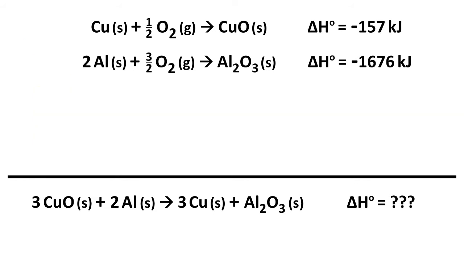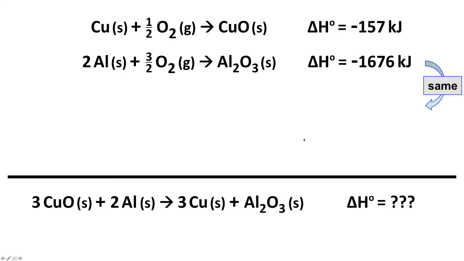Okay, so here's what we have: two given thermochemical equations. Find the delta H for the third. So what we do is we look at our given equations and see how they compare to the reaction we're interested in. If we notice, the first one has copper as a reactant and copper oxide as a product, and the reaction we're interested in has copper oxide as a reactant and copper as a product. Then we look at the second given equation. It's got aluminum as a reactant and aluminum oxide as a product. Hey, so does the reaction we're trying to get the delta H for. It has aluminum as a reactant and aluminum oxide as a product.